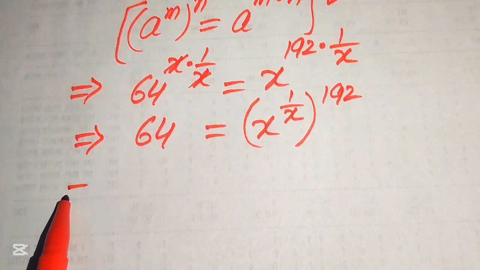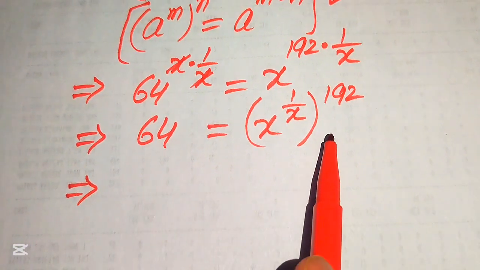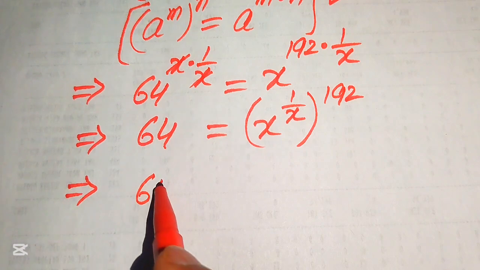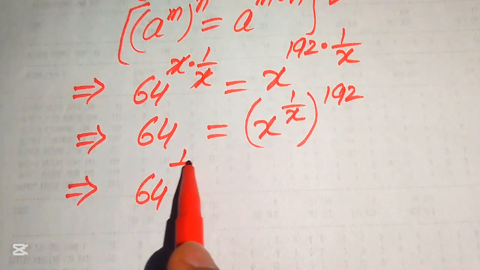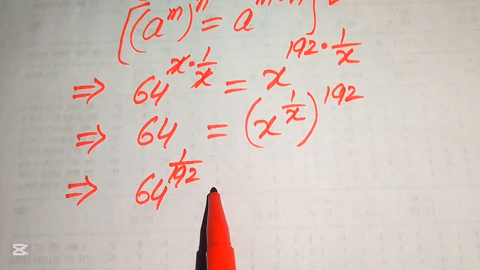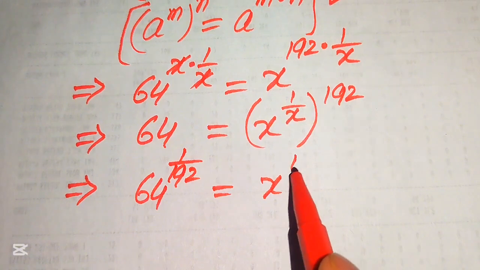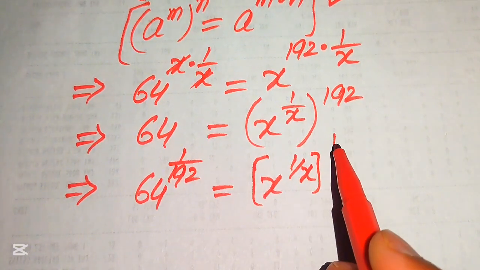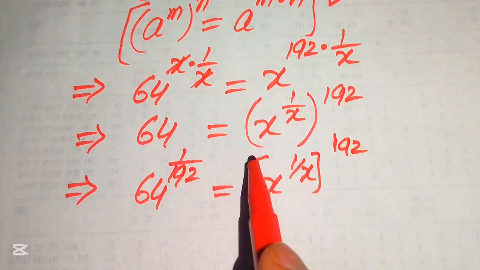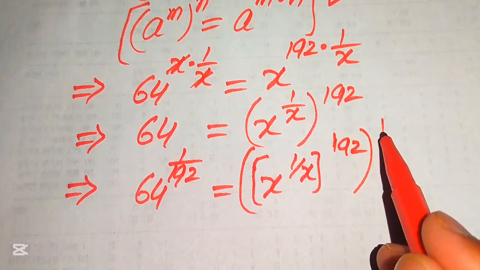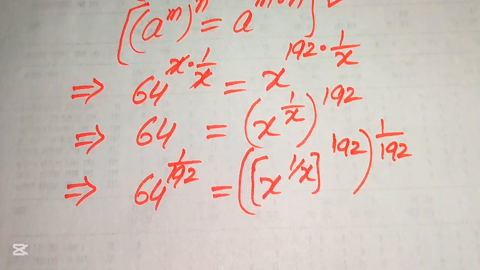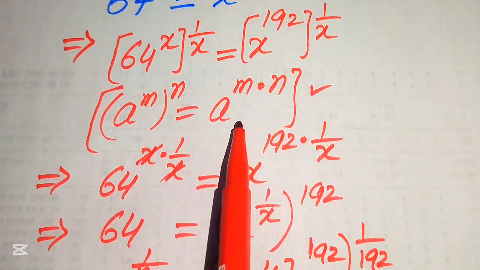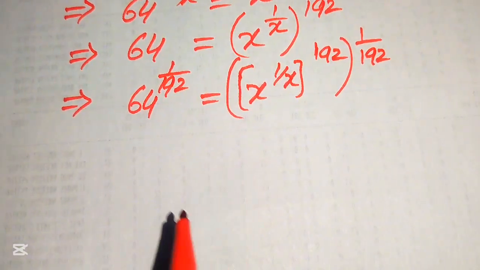So in order to move the constant term to the left hand side, we need to take the 1 over 192 power on both sides. So it will become 64 to the power of 1 over 192 is equal to x to the power of 1 over x, and its whole power is, here first you have 192, and its whole power is 1 over 192. Okay, so in the right hand side we again apply this exponent law.